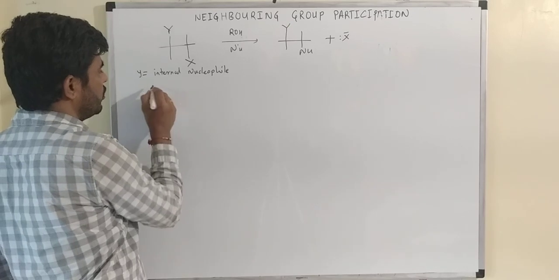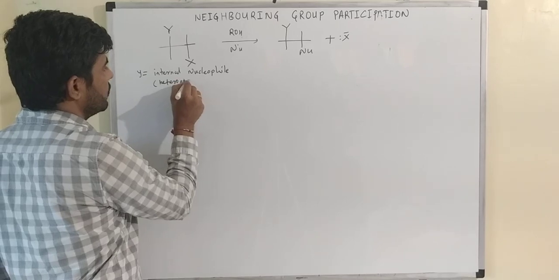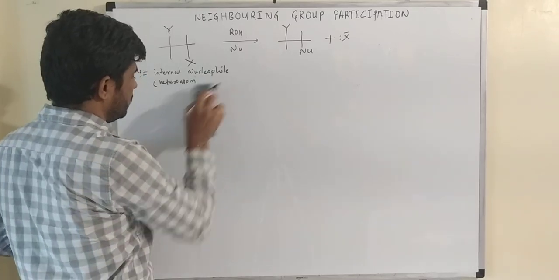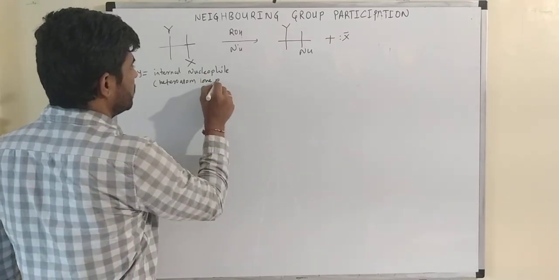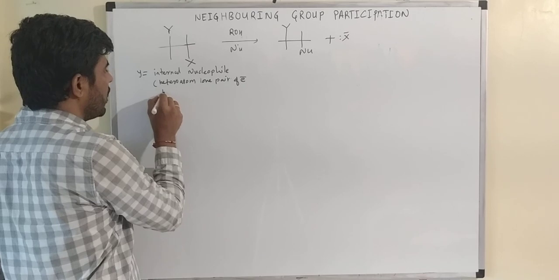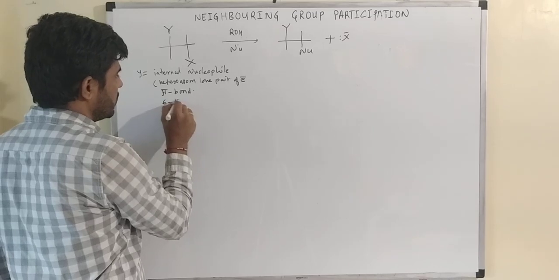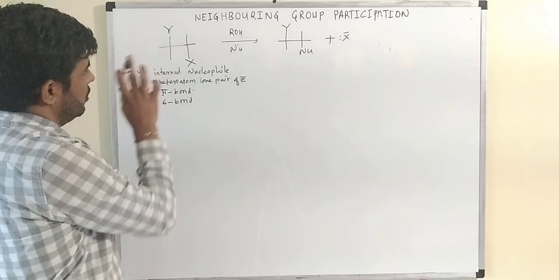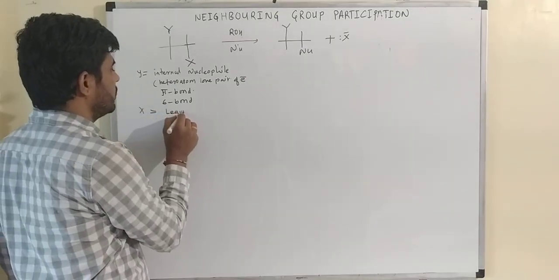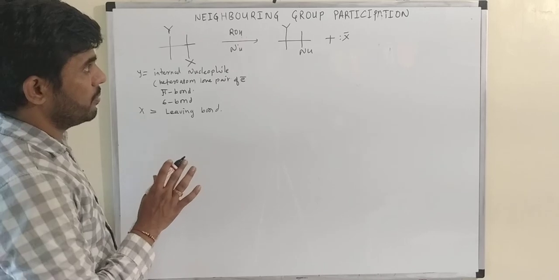which may be having a lone pair of electrons on a heteroatom, or it can be a pi bond species, or it can be a sigma bond species. So there are different types of internal nucleophiles that may be present, and X is nothing but the leaving group. So this is the general example we are going to consider.